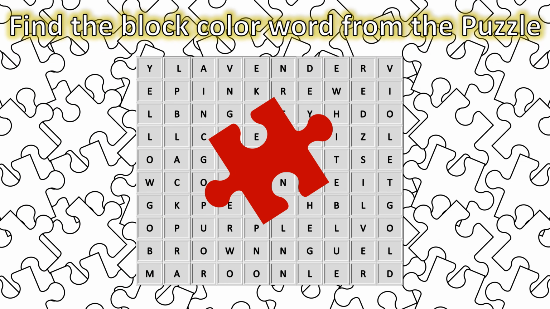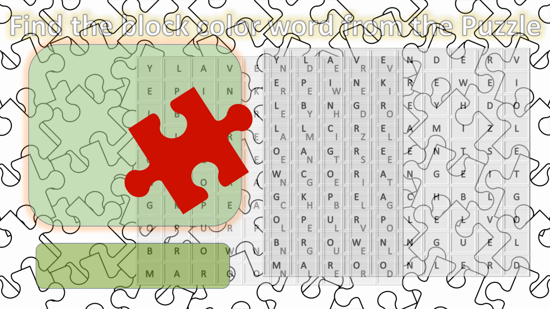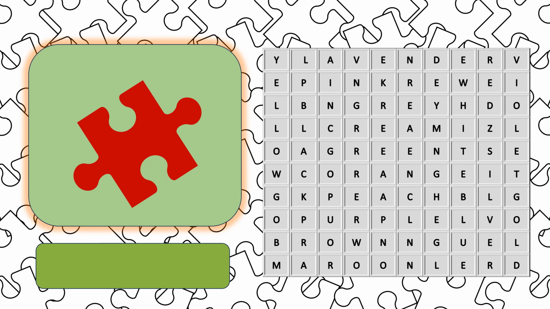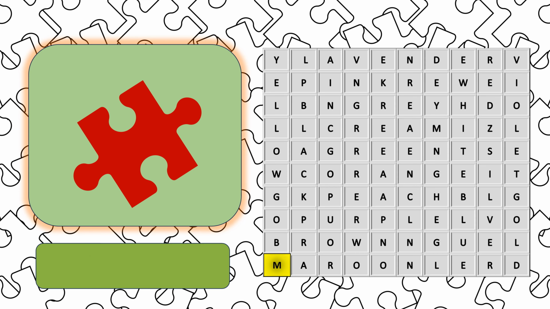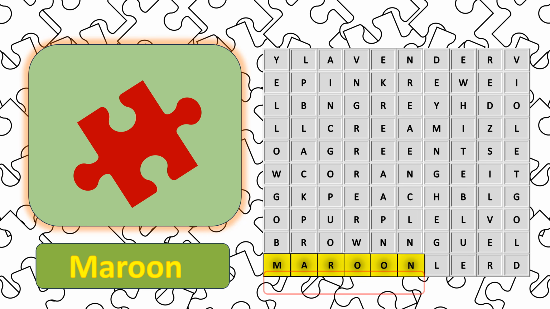Find the black color word name from the puzzle in 10 seconds. 10, 9, 8, 7, 6, 5, 4, 3, 2, 1. Time up. M, A, R, O, O, N, maroon.